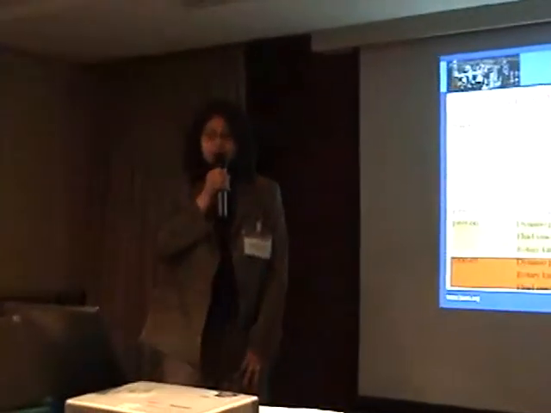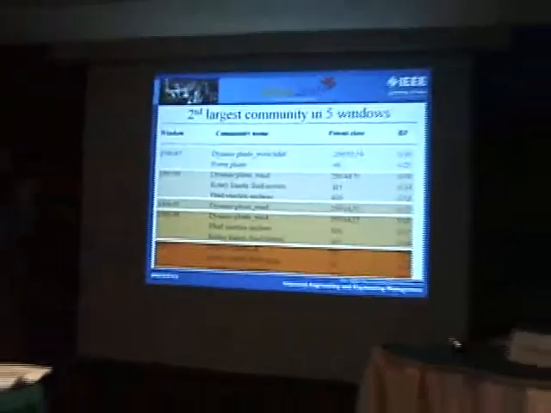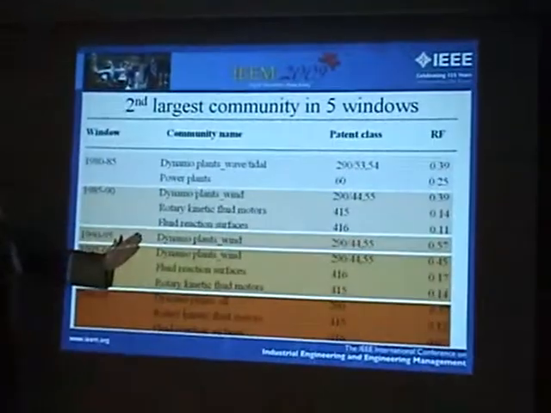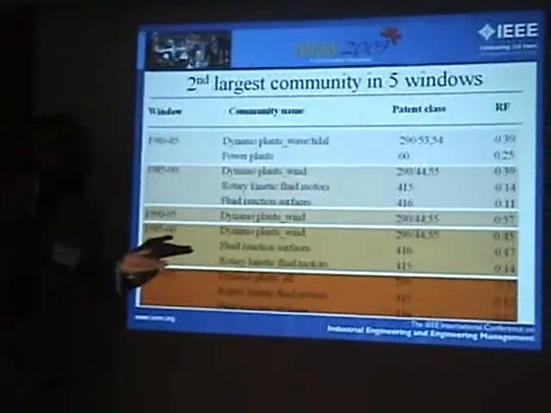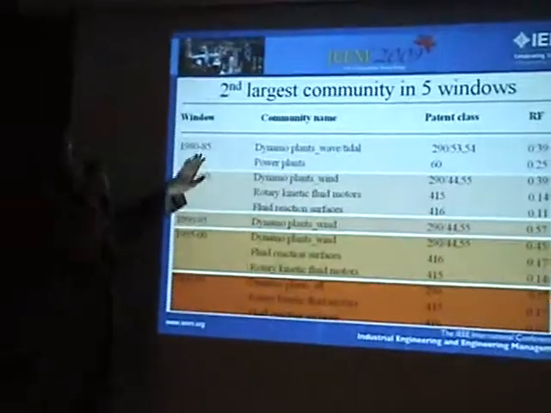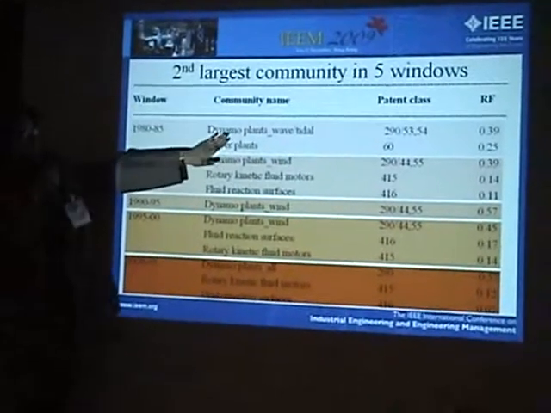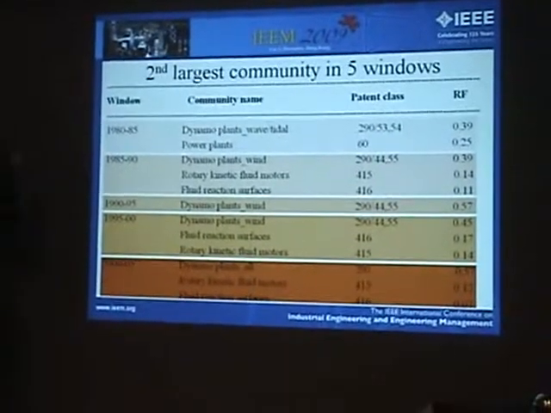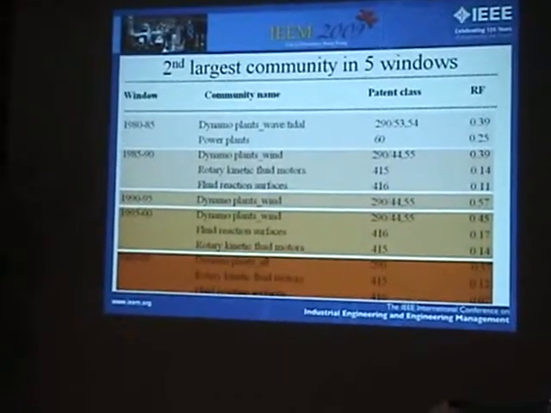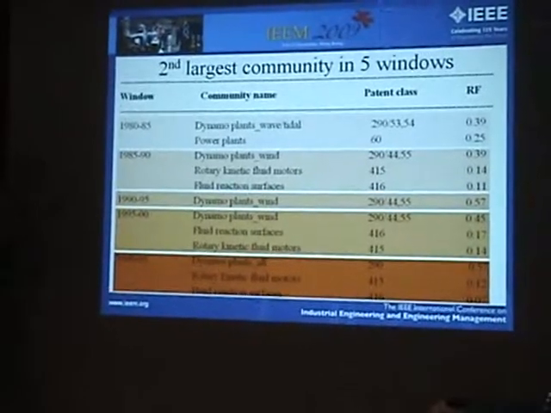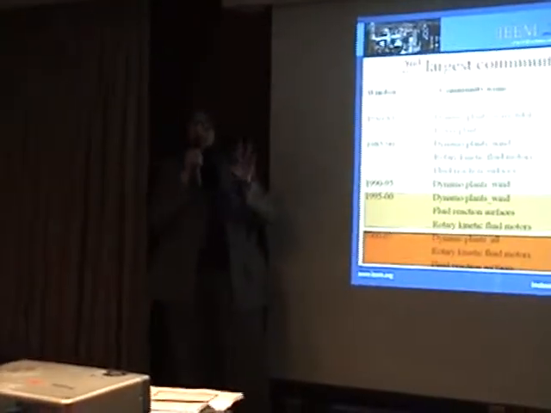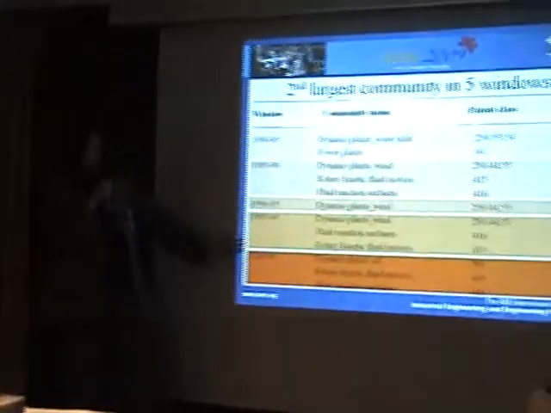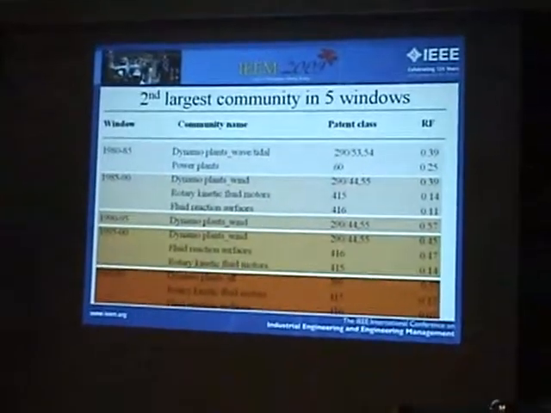In the second largest community, in all the 5 windows, you again see the dynamo plants coming out. Now you can question me why dynamo plant is in both the first and the second. Here, if you see, the dynamo plant is wave and tidal in the first window. If you refer to the top largest, you'll see that that was wind. So basically, wind and wave or tidal, if I categorize them as wind and hydro, they come out as the first and the second every time. In all the windows, they come out either as the first or the second. So they have been having an absolute dominance.